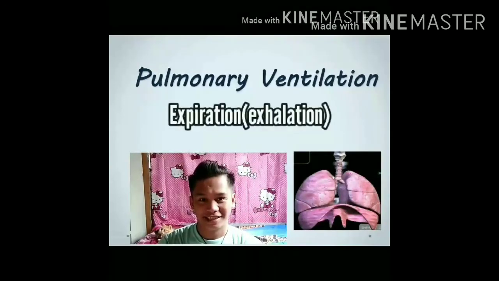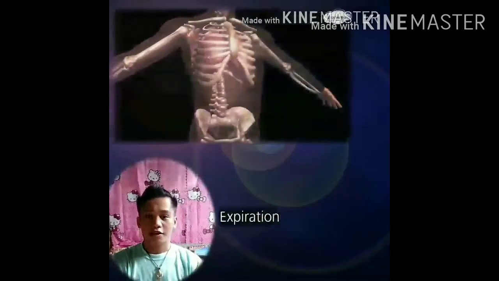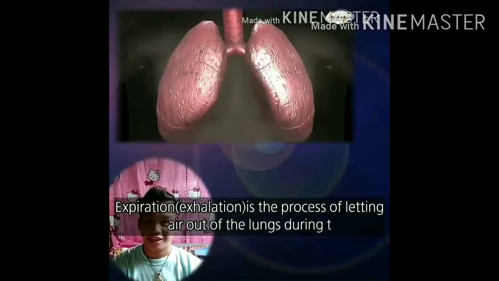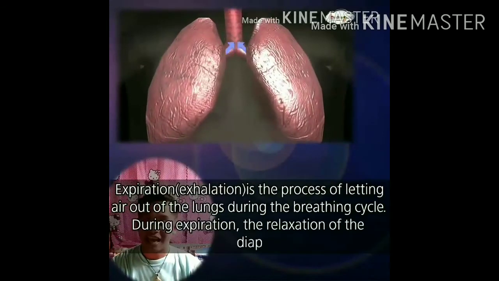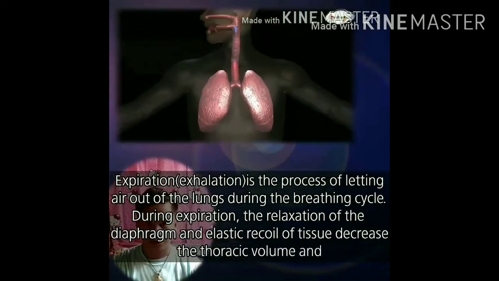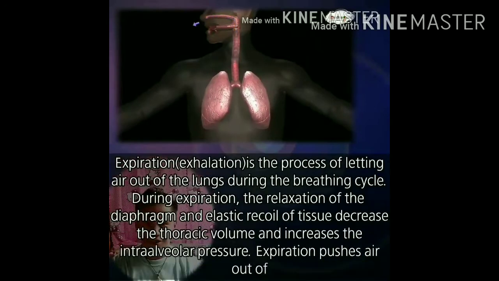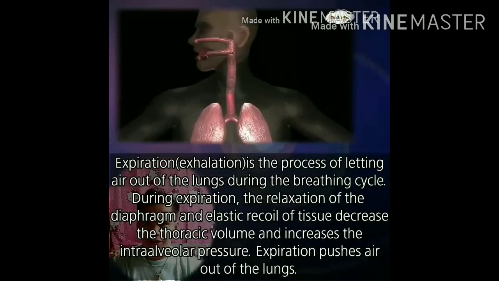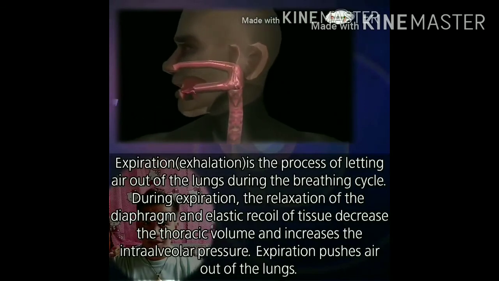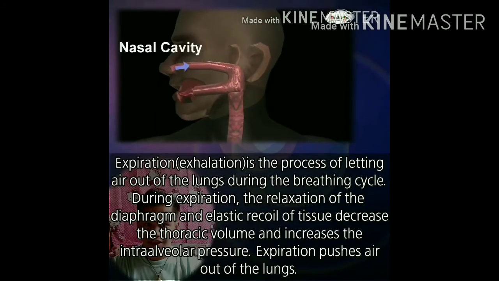So, what is expiration in pulmonary ventilation? It is the process of letting air out of the lungs during the breathing cycle. During expiration, the relaxation of the diaphragm and elastic recoil of tissues decreases the thoracic volume and increases the intraalveolar pressure. Expiration pushes air out of the lungs.